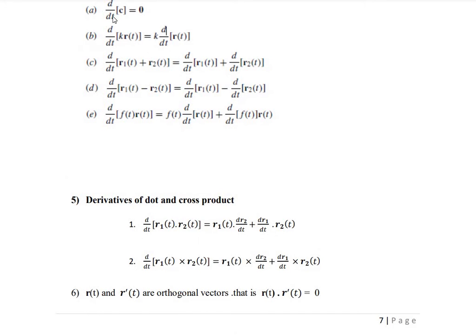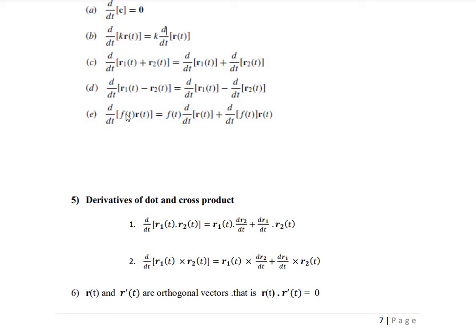First one, derivative of a constant vector will be equal to 0. Then derivative of constant times r of t, you can take the constant outside and take the derivative. The next one is derivative of r1 of t plus r2 of t, which gives the derivative of the first function plus derivative of the second vector valued function. Then difference of two vector valued functions will be derivative of r1 of t minus derivative of r2 of t.